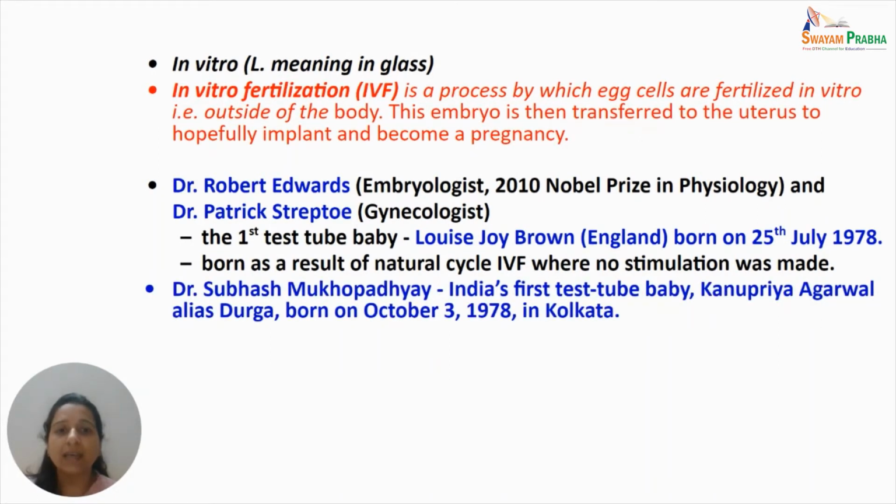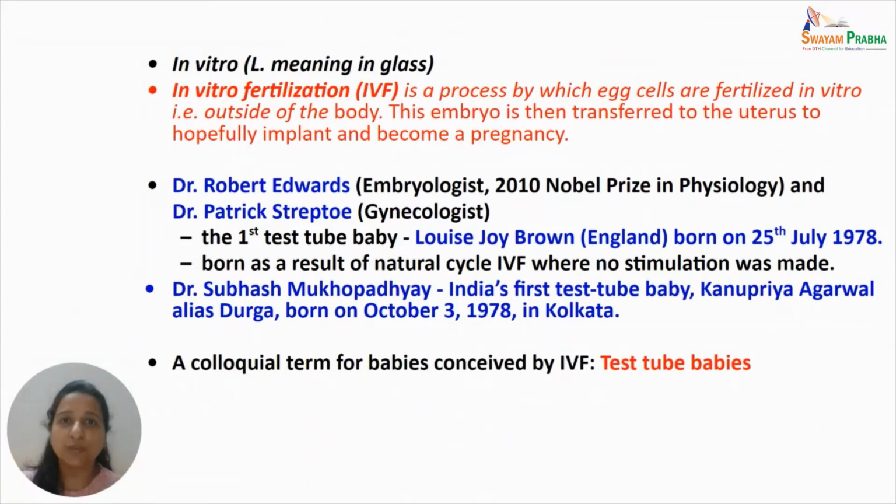In India, around 68 days later, Dr. Subhash Mukhopadhyay was the scientist who successfully delivered the first test tube baby in India, who was named Kanupriya Agarwal and commonly known as Durga, who was born on October 3, 1978 in Kolkata. However, this discovery remained largely unknown to many people around the world, and Dr. Subhash Mukhopadhyay also died a few years later.